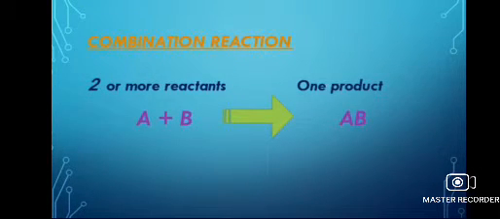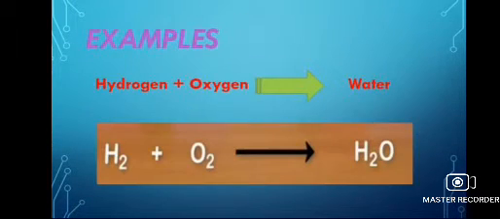In combination reaction, two or more substances combine to form one single substance. Let's say we have two substances A and B and they combine to form one product AB. This is a combination reaction. In combination reaction, we have two or more reactants but only one product. Now let's look at some examples.